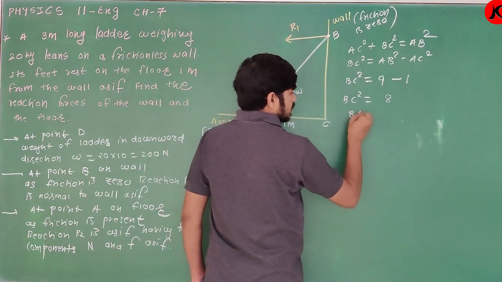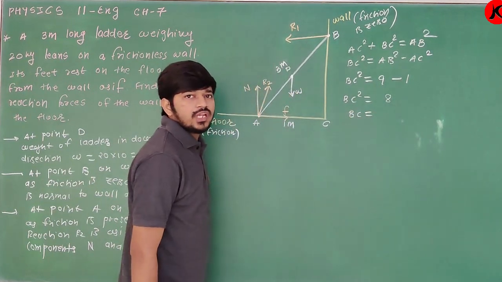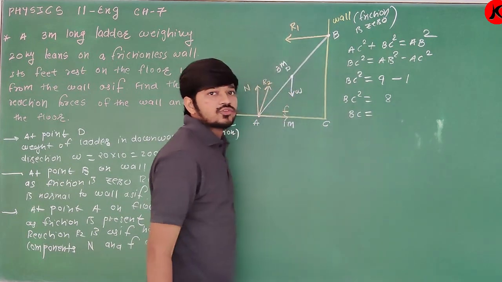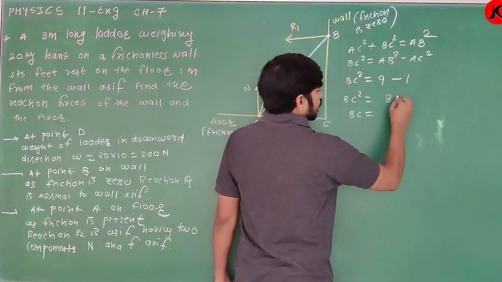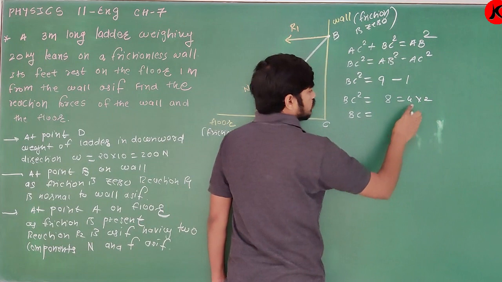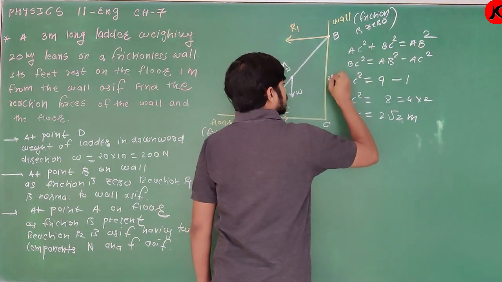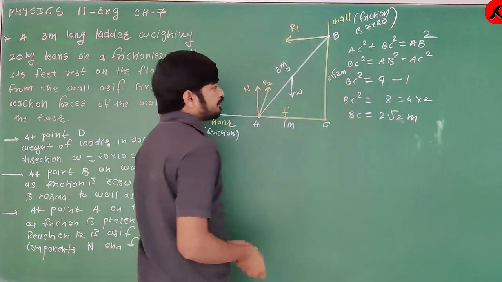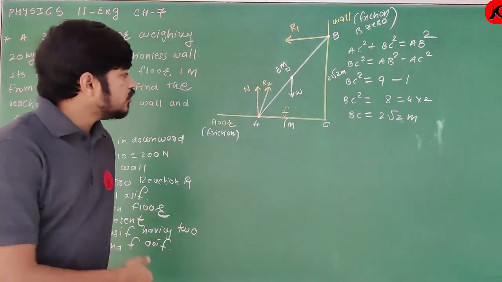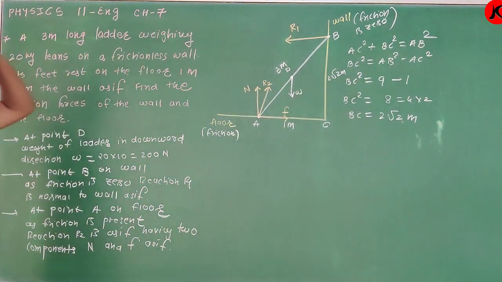Okay, so BC is equal to the square root of 8. It is 4 root 2. Sorry, it is 2 root 2. How 2 root 2? Because 8 is equal to 4 into 2. So what is square root of 4? It is 2. And here it is 2. So this distance is 2 meter. Clear about this? So BC is equal to 2 meter.